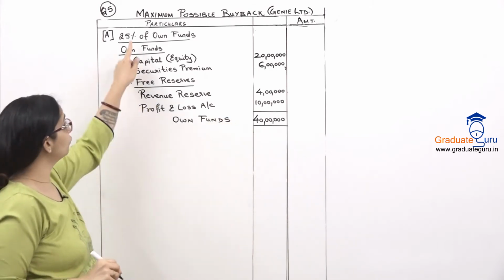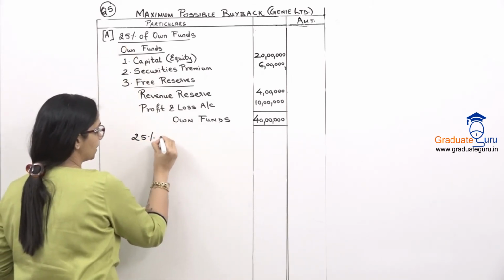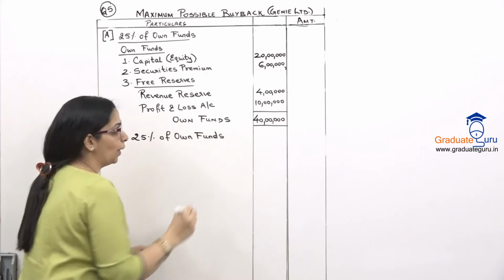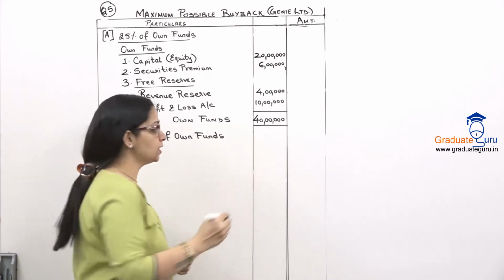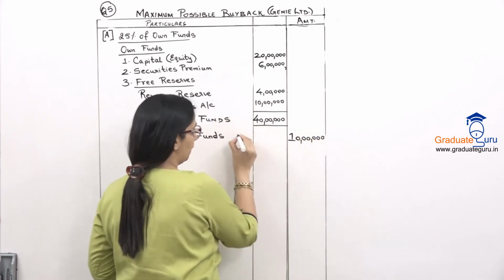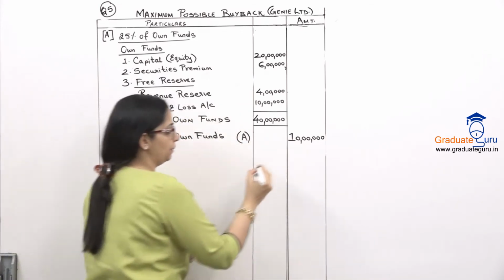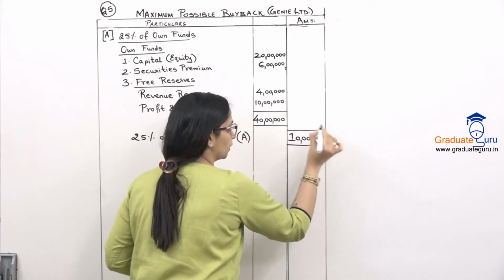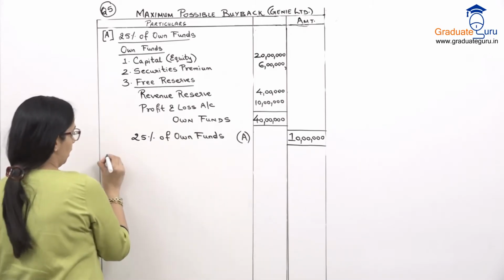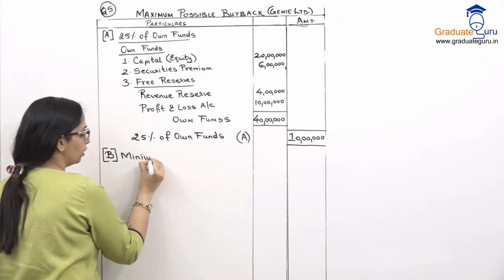Right? But what do I have to calculate? 25%. So let's calculate 25% of own funds. 25% of 40 lakhs, which is 10 lakhs. Okay? And I will call this A. Right? So this was my first step. I will put it in a box so that we remember that this is the amount we have to consider. Now B is minimum own funds.